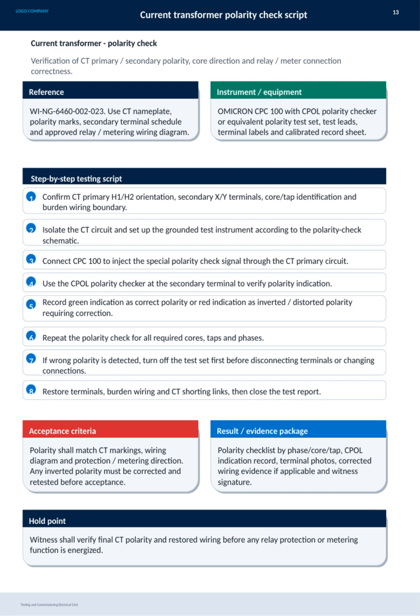If wrong polarity is detected, always turn off the test set before making any disconnections or corrections. After adjustments, restore all terminals and wiring, then close the test report. The acceptance criteria require polarity to match all markings and diagrams. Any inverted polarity must be fixed and retested prior to acceptance. Finally, a witness verifies the final CT polarity and wiring restoration before energizing any protection or metering functions, ensuring safety and accuracy.